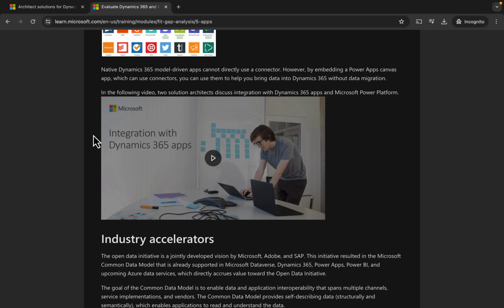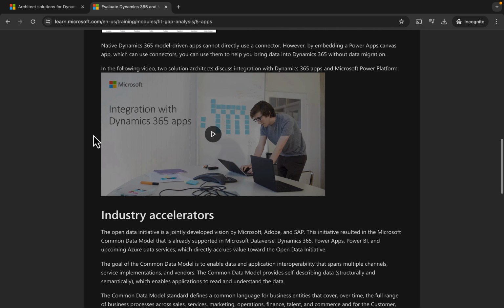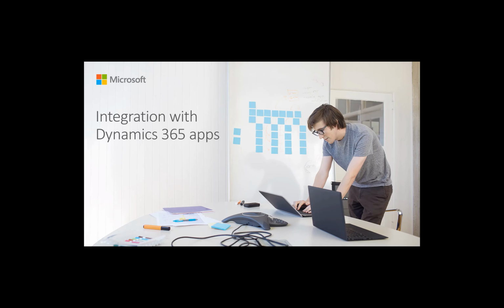Native Dynamics 365 model-driven apps cannot directly use a connector. However, by embedding a Power Apps Canvas app, which can use connectors, you can use them to help you bring data into Dynamics 365 without data migration. In the following video, two solution architects discuss integration with Dynamics 365 apps and Microsoft Power Platform.